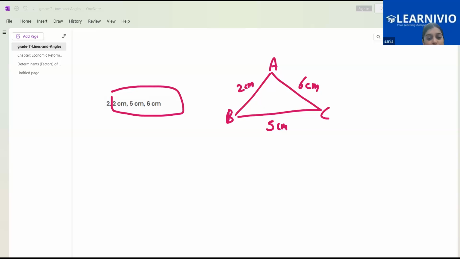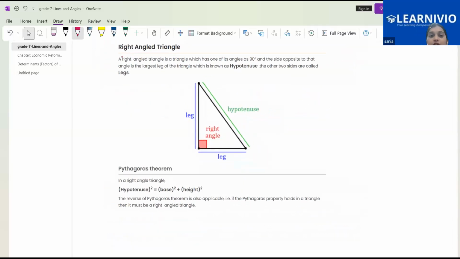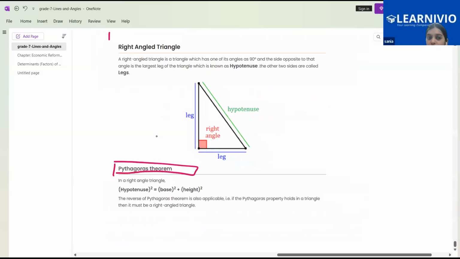Ma'am, my sister was taught the concept that the square of the longest side equals the sum of the squares of the other two sides. Of course, I'll introduce you to that concept now. This concept is always applicable. This is called Pythagoras theorem, only applicable with the right angle triangle.